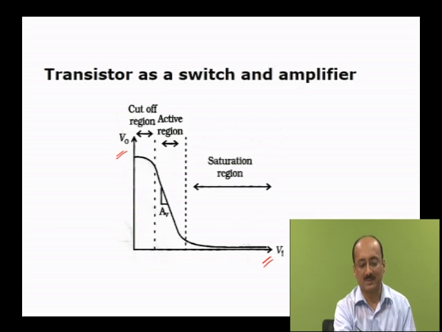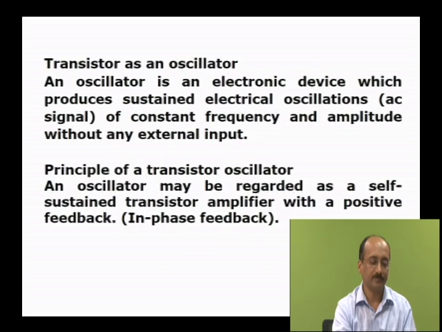When you are using transistor as a switch, you are going to have cutoff region and saturation region operating, that is, those two will be useful. And in the active region, it is generally used for amplification purpose. Transistor is also used as an oscillator. Now, principle of transistor oscillator is that it can be a self-sustained transistor amplifier where you go for positive feedback, in phase feedback.